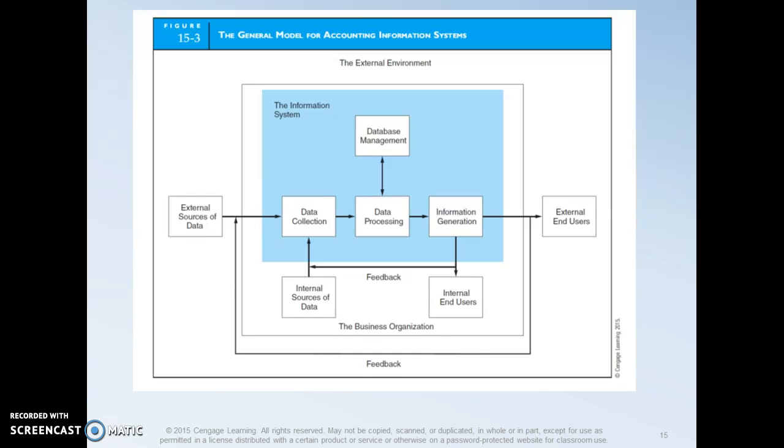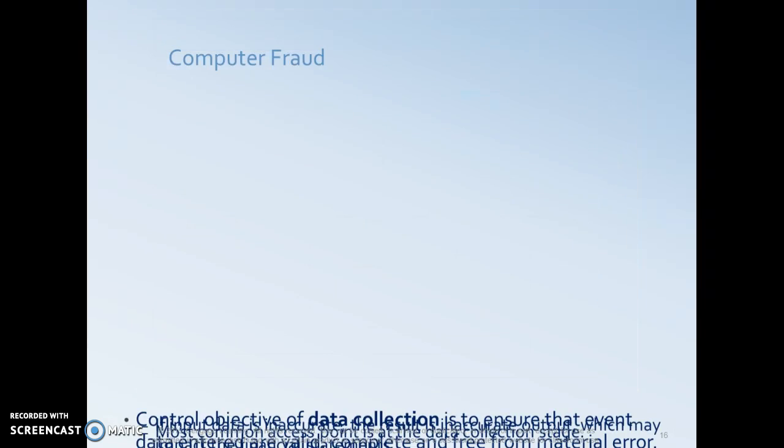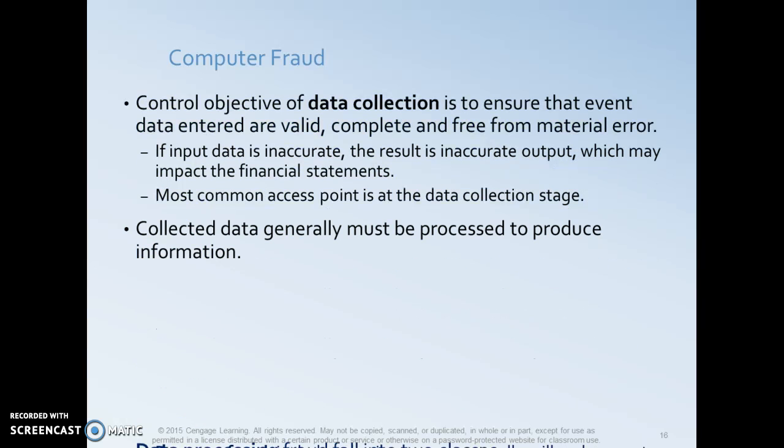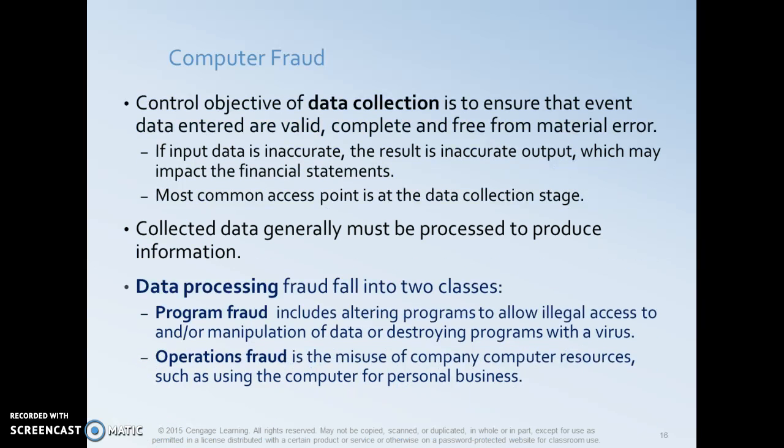Here is a general model for an AIS, accounting information systems. So just take a look at this chart. Computer fraud. So the control objective for data collection is to ensure that the event data entered are valid, complete, and free from material error. We'll always say that, because at the end of the day, this is leading to financial statements. We want financial statements to be free of material misstatements.